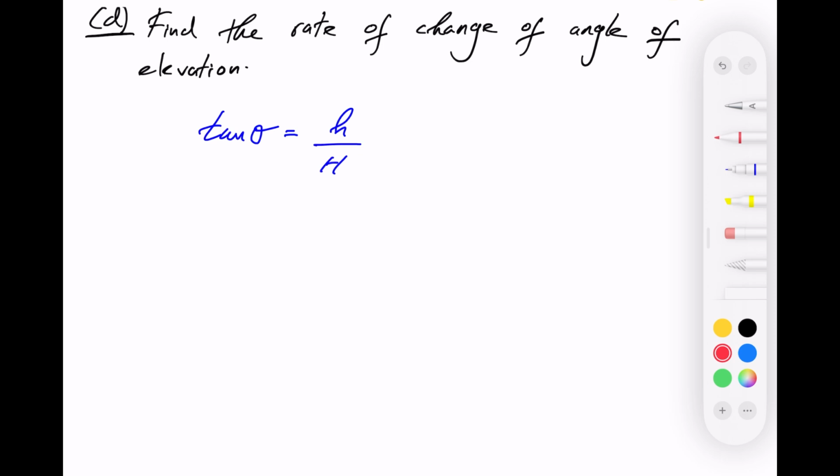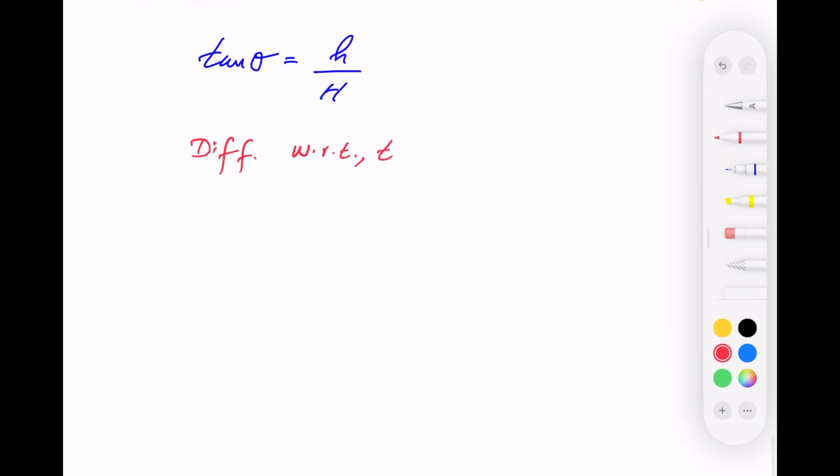In order to do that, I need to differentiate this equation with respect to time t. Let's go ahead and differentiate this equation with respect to t. When I differentiate this equation on the left hand side, I will have to first differentiate it with respect to theta, and that times d theta by dt. So let me go ahead and write down that. So what's the differentiation of tangent theta with respect to theta? That is secant squared theta. We need to times that by d theta over dt.